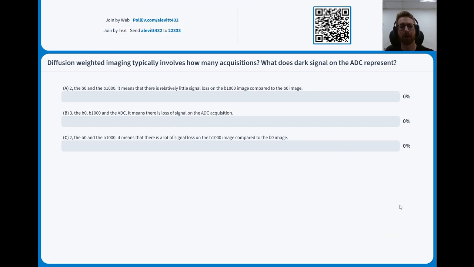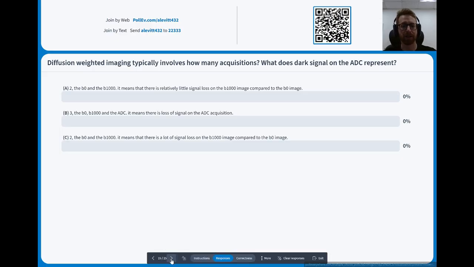Diffusion weighted imaging. Go ahead and pause the video here and answer these questions. I'll go over the answers after I finish discussing diffusion weighted imaging.